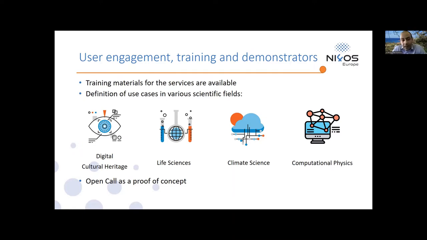We define use cases in different fields of research: cultural heritage, life sciences, climate science, computational physics, in which most of these thematic services belong. Then these use cases are run by the actual scientific communities so that they test the services. Afterwards, we have an open call as a proof of concept so that European researchers can use these services.